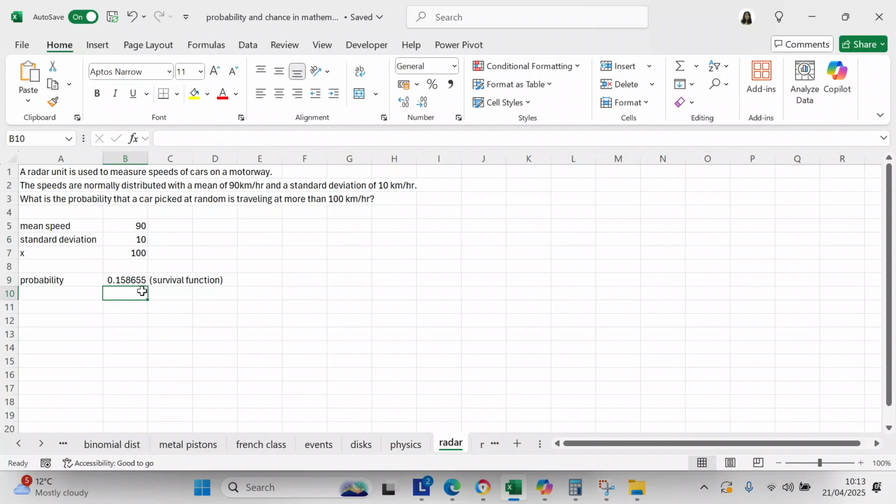And survival function is not something that I recall being covered in the course. So I would consider that to be a little bit of a trick question, and I consider a lot of the questions in the assessment to be trick questions because they were not fully and comprehensively covered in the course.